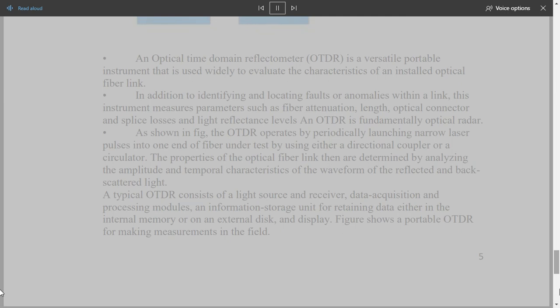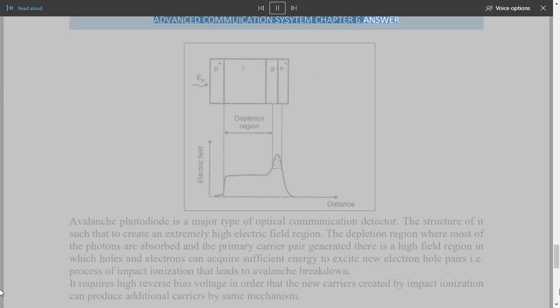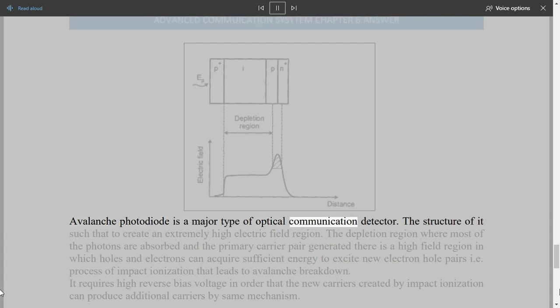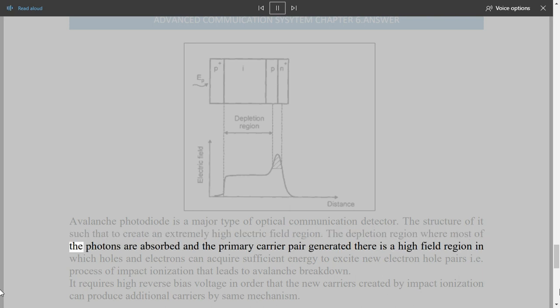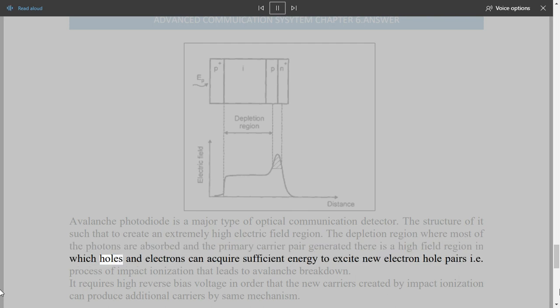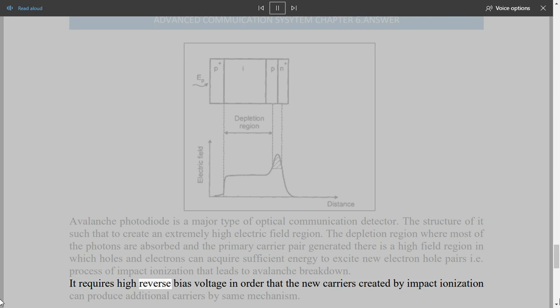Advanced Communication System, Chapter 6. Answer: The avalanche photodiode is a major type of optical communication detector. Its structure is such that it creates an extremely high electric field region. The depletion region is where most of the photons are absorbed and the primary carrier pairs are generated. There is a high field region in which holes and electrons can acquire sufficient energy to excite new electron-hole pairs, i.e. the process of impact ionization that leads to avalanche breakdown. It requires a high reverse bias voltage so that the new carriers created by impact ionization can produce additional carriers by the same mechanism.